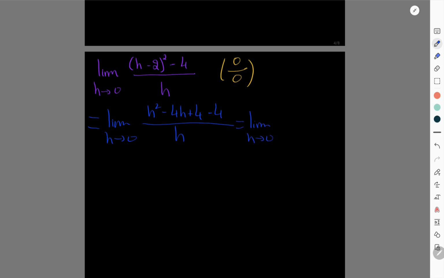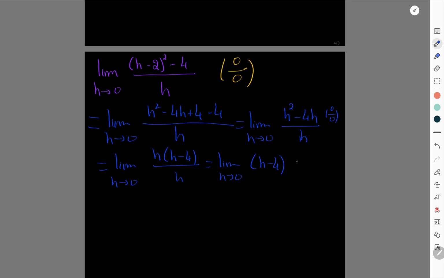The limit as h approaches 0 of h squared minus 4h over h. Of course, we did something, which is that we cancelled the 4 out, but we still did not get rid of that indeterminate form. If you plug in, you still get 0 over 0. So really what we can do here is factor an h out over h. And what we're left with is the limit as h approaches 0 of h minus 4, which is minus 4.